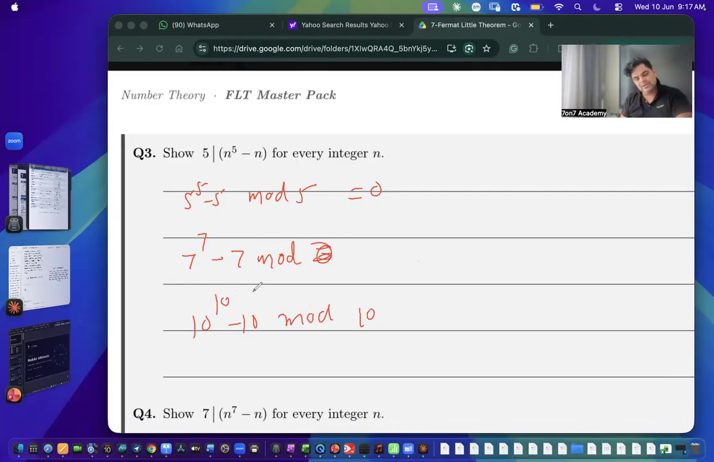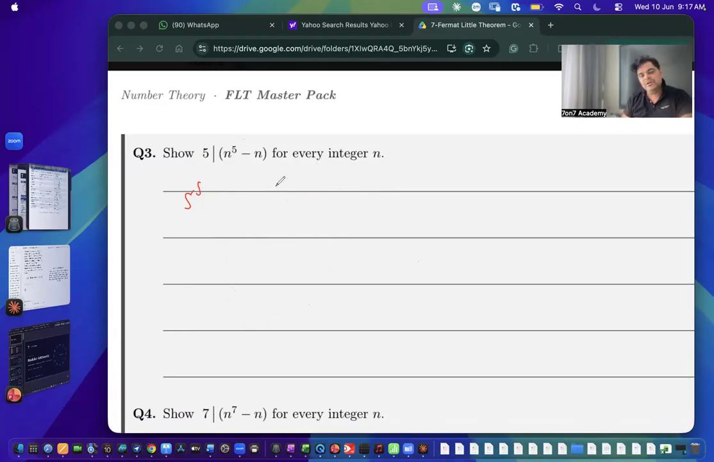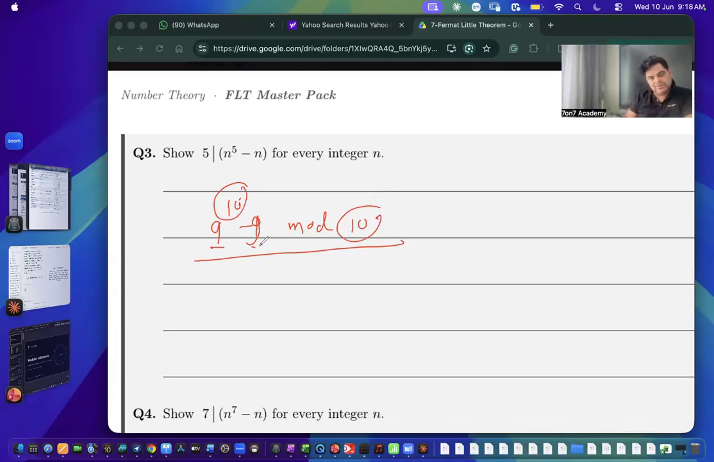No, not that way. You have to match the divisor and the power. Anything else you can write. So if I want to make an example here, 9 raised to 10 minus 9 mod 10. What is the remainder here? Now you understand, no? So what you have to match? This with this divisor, okay? And these you can have anything.